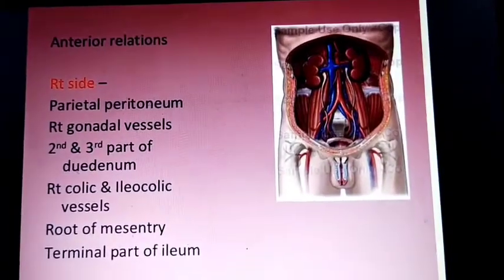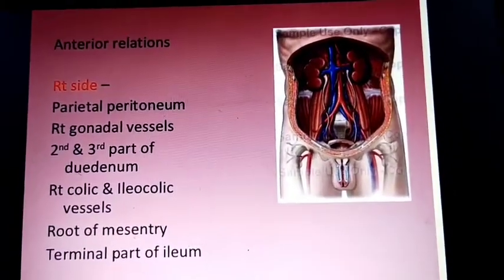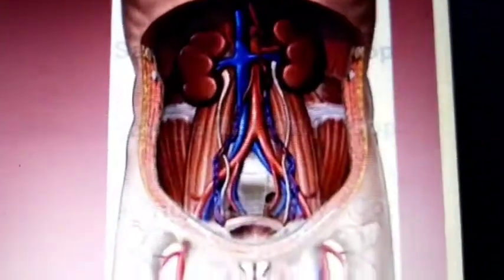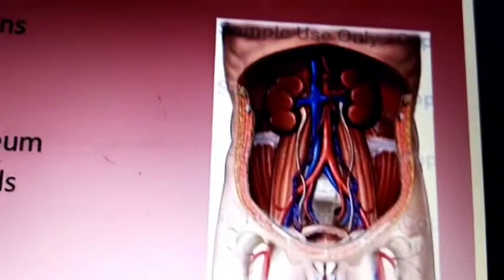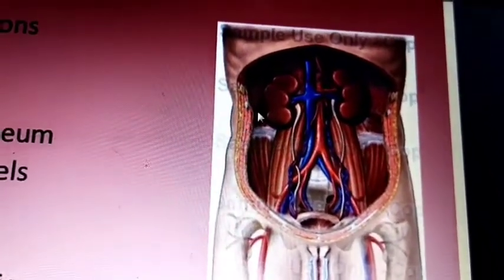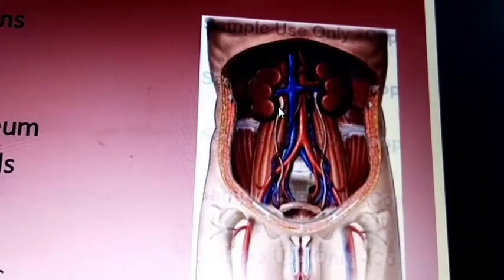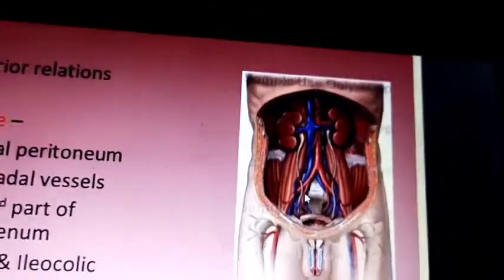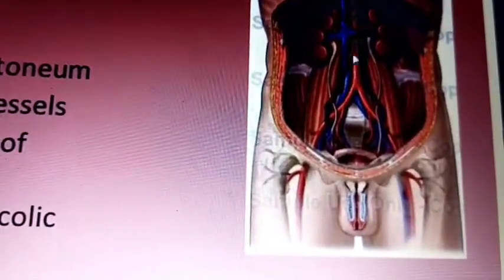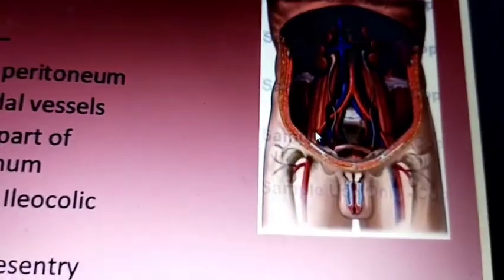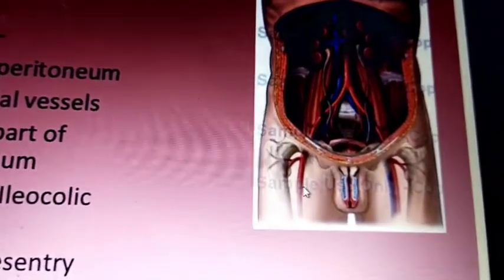Okay, now we can go for the relations of the ureter on the right side and the left side. There is a pair of ureters; the right side is different and the left side is different. You can see here the psoas major muscle, the posterior abdominal wall and the pelvis, and the parietal peritoneum. This is the right gonadal vessel, which also crosses the ureter, and the right and left colic vessels also pass.